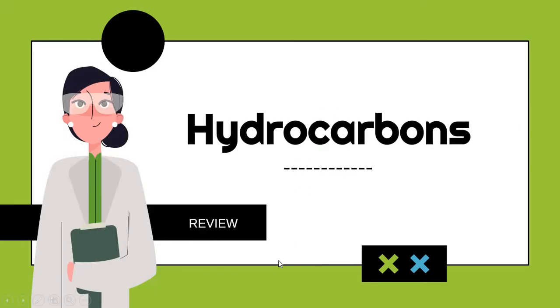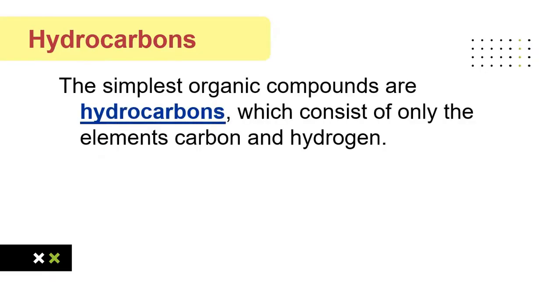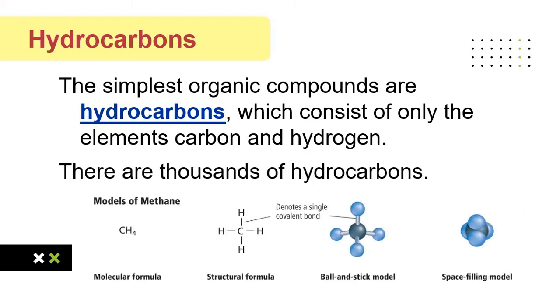A short review, hydrocarbons. The main topic last meeting was about hydrocarbons. When we say hydrocarbons, they are the simplest organic compounds, and they only consist of the elements carbon and hydrogen. They can go straight chain, branch chains, or cyclic chains, and that means there are thousands of them. So chemists try to represent them in different models. We have a molecular formula, which tells us the ratio of the different atoms that are there in that molecule.